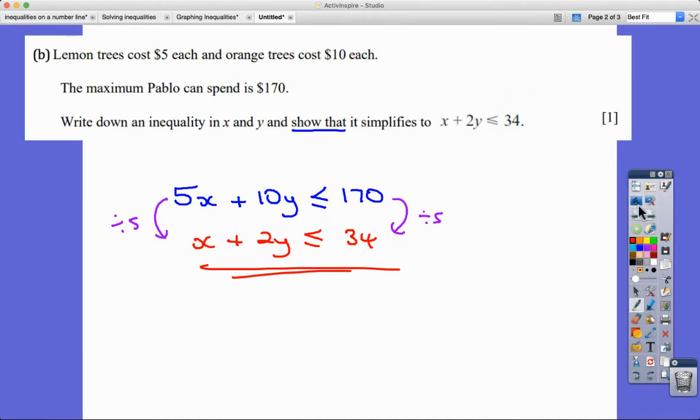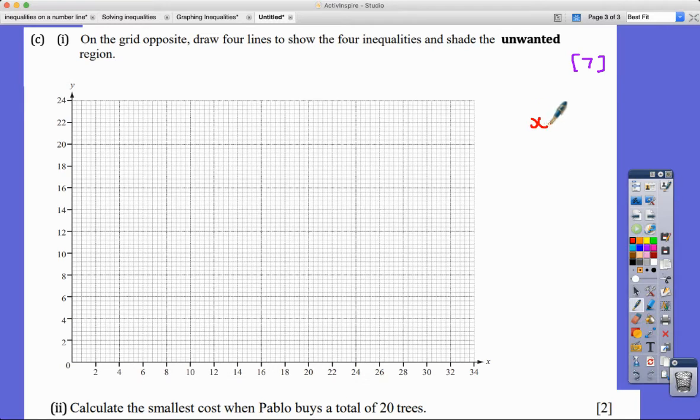We've got x greater than or equal to 4. We also had y greater than or equal to 9, didn't we? We also had x plus y, let's tidy that up a bit, x plus y less than or equal to 20.